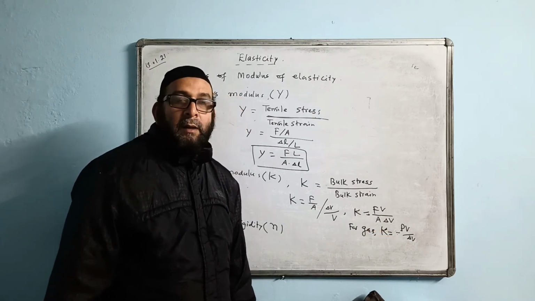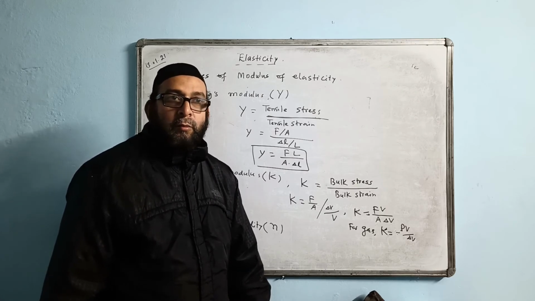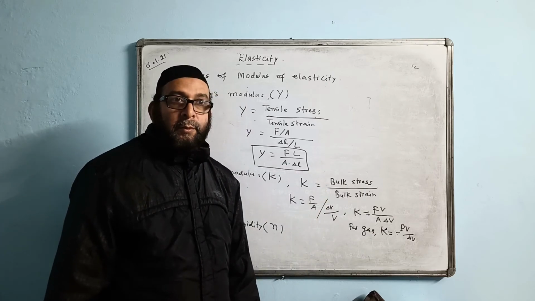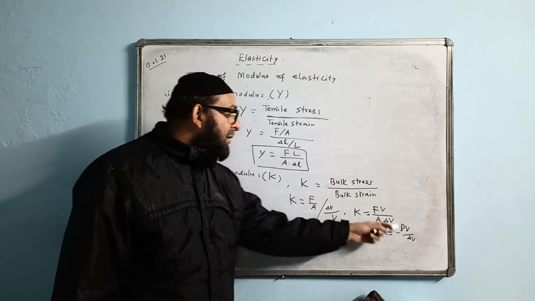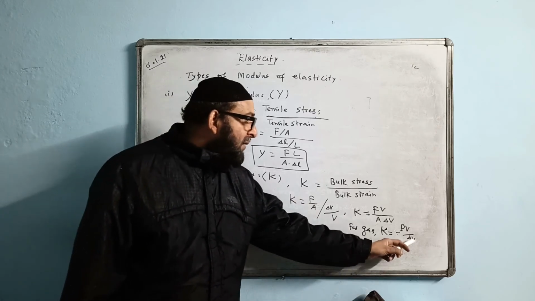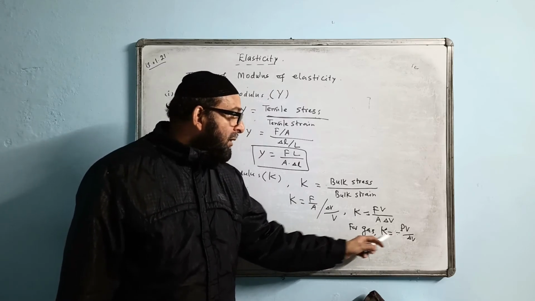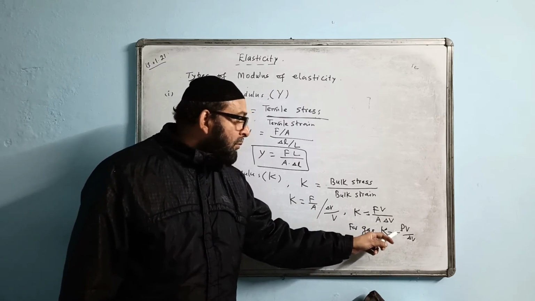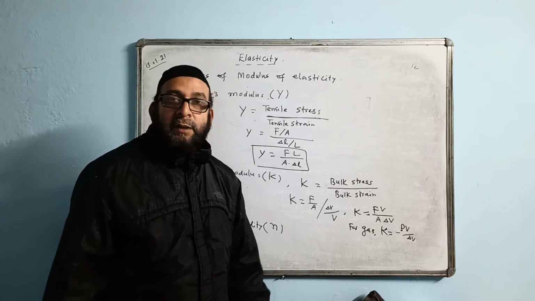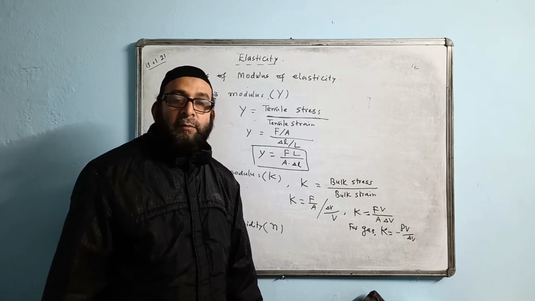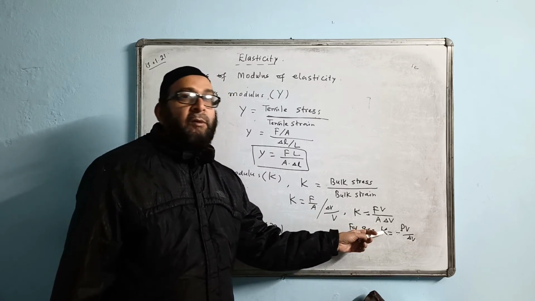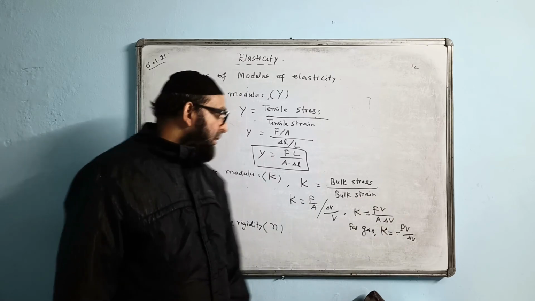Why the minus sign? This is the result of Boyle's law. Boyle's law says pressure and volume are inversely proportional. When you increase the pressure, the volume should decrease. That means the delta V value will become negative, and K is a positive quantity. To make the entire thing positive, you put a minus sign. Here the minus sign signifies that the volume decreases with the increase of pressure. So for gas especially the K formula we write with the minus sign, minus P V by delta V.